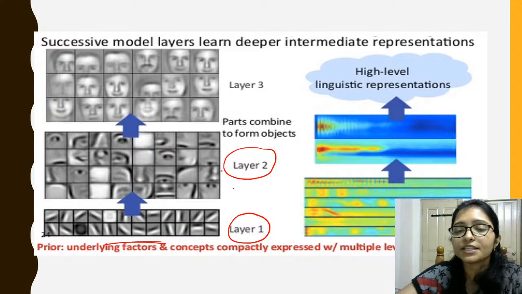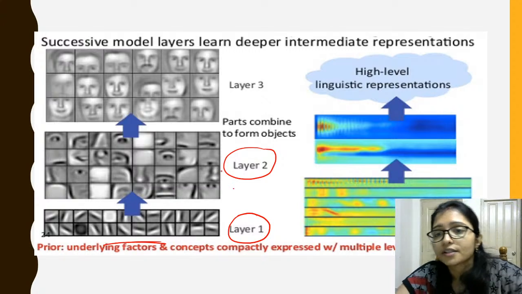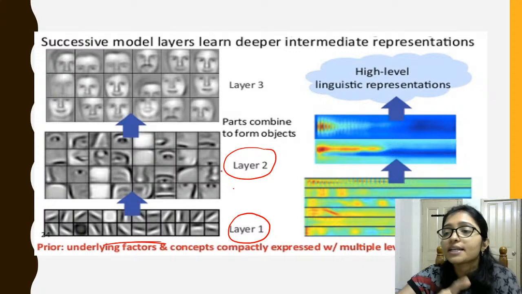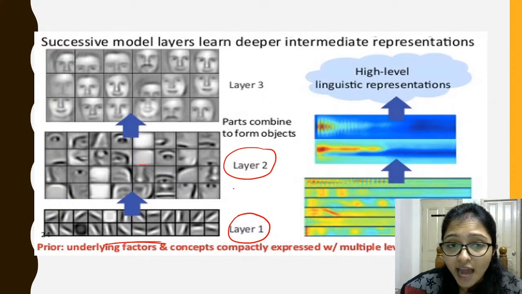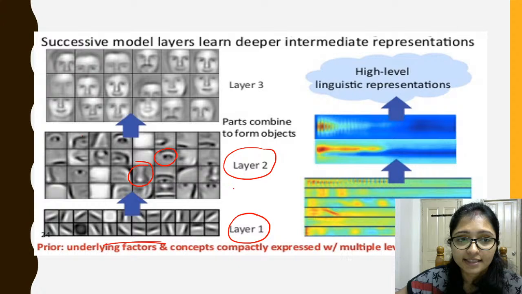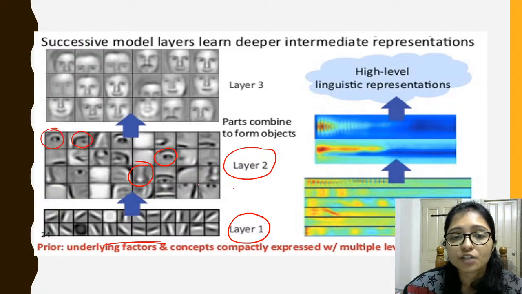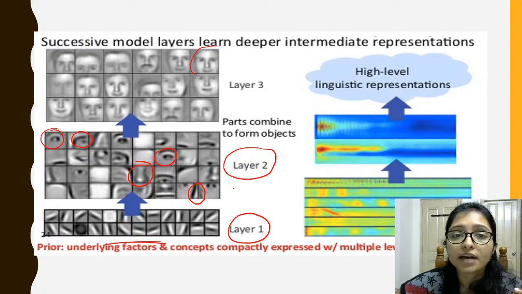Can you see the image? The image is visible to everyone. See that it is combining. It is trying to detect the nose, it is trying to detect the eyes, there is another eye, and it is trying to detect the nose. It is combining everything. And finally in layer 3, after the combination, the face is detected.